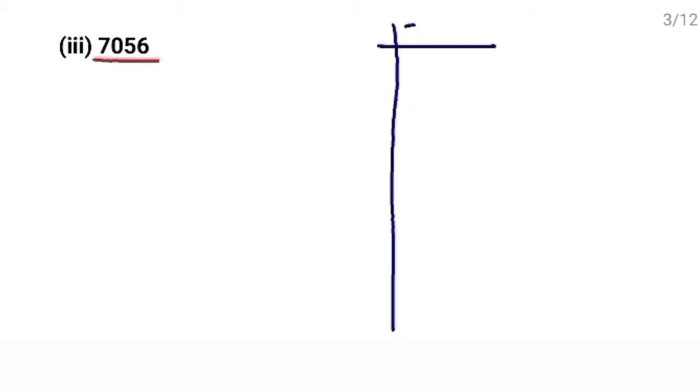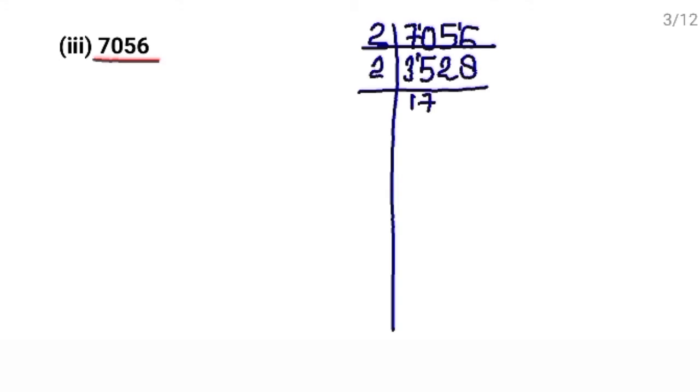Next question, third part is 7056. Firstly, find the prime factors of 7056. This is divisible by 2 because the last digit is 6. 2 threes are 6, 1 is remaining, 2 fives are 10. 2 twos are 4, 1 is remaining, 2 eights are 16. This is divisible by 2. 2 ones are 2, 1 is remaining, 2 sevens are 14, 1 is remaining, 2 sixes are 12, 2 fours are 8. Again this is divisible by 2. 2 eights are 16, again 2 eights are 16, 2 twos are 4. 2 fours are 8, 2 fours are 8, 2 ones are 2.